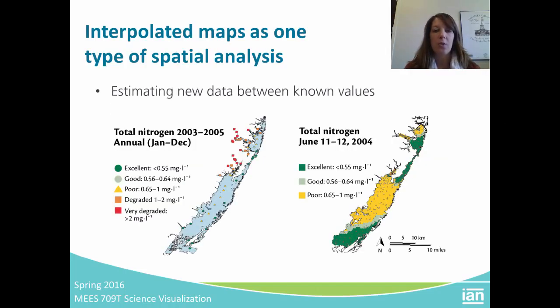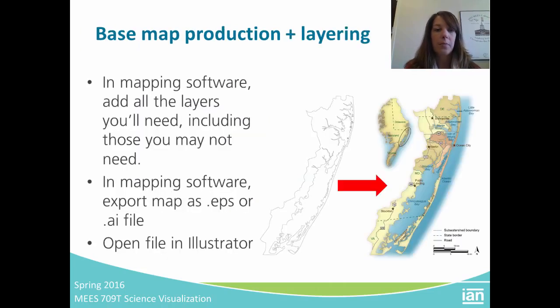Interpolated maps are just one type of spatial analysis that I'm going to go over. Interpolation means estimating new data between known values. What you see here on the left is a map of discrete sampling points, and you can see based on the colors of those sampling points what is happening at that sampling location. However, what interpolation does is create algorithms that come up with values between the other discrete sampling points, so that you get to see these patterns that develop from the interpolation process. That's just one example, and it's very common, and there are interpolated maps available online.